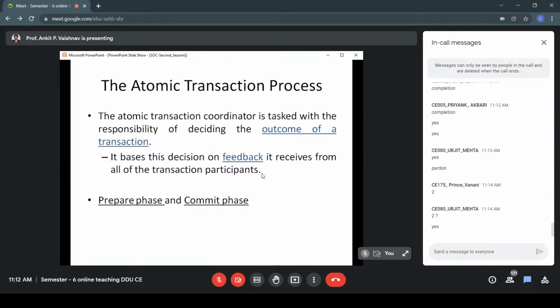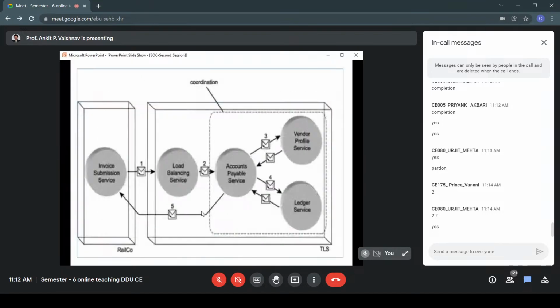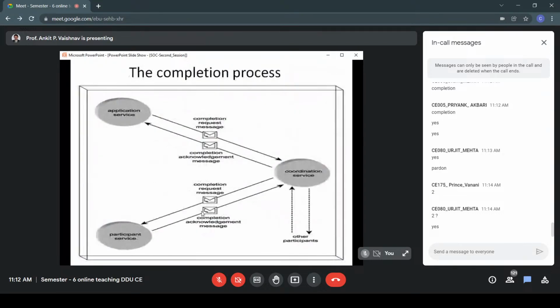So this happens in two phases. This feedback collection is divided into two phases. The first phase is known as the prepare phase, and the second phase is known as the commit phase. Can anyone tell me what should be done in the prepare phase? You can try to relate it to this diagram also. Where do you see the prepare phase? Or which message initiates the prepare phase?